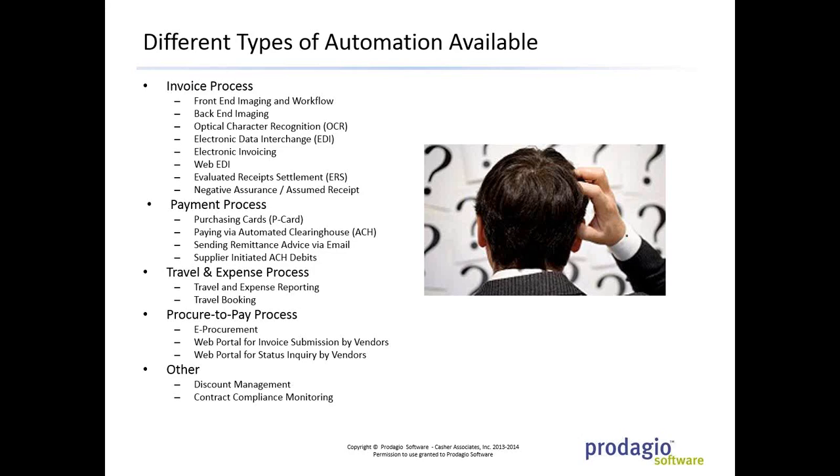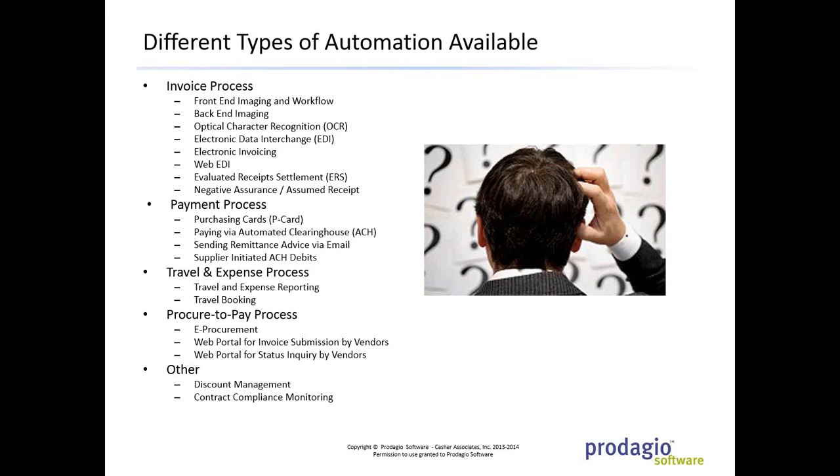Electronic invoicing is the more modern version of electronic data interchange. It comes in a lot of different flavors. A lot of people do things in very different ways. Web EDI is a mechanism that's used for those companies who have low volumes of transactions to take advantage of some of the capabilities of electronic data interchange, putting invoices into a structured format.